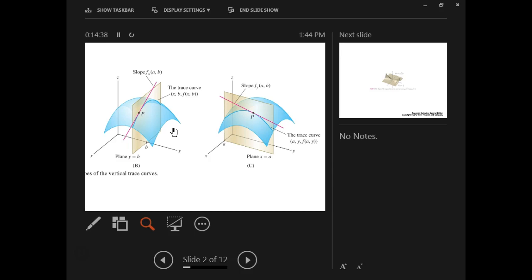Okay? And similarly, if you did the partial of f with respect to y at A, B, then x is fixed at A. So x equal A, draw a plane there, and then the curve that intersects that plane gives the slope. And you see, if you look at this slope here in the XZ plane, you have to stand back here and look at it. That's a negative slope. As X is increasing, Z is decreasing.